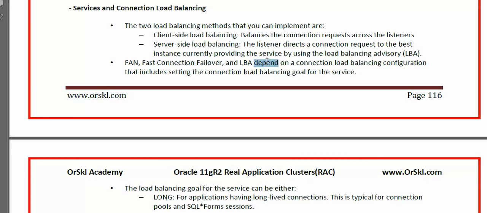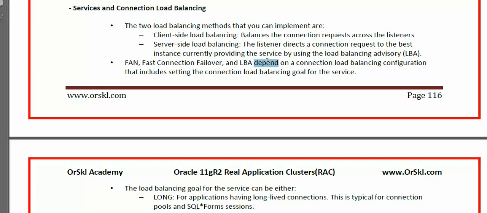For example, I am a user from the application, I have connected to node number 1 and I am performing some activity, and as soon as there is a crash on node number 1, if the configuration is not FAN based, the end user will definitely get an error saying your session has been disconnected, please re-login. And as soon as he re-logins, he will establish the connection on another node, which is taken care of by your scan.